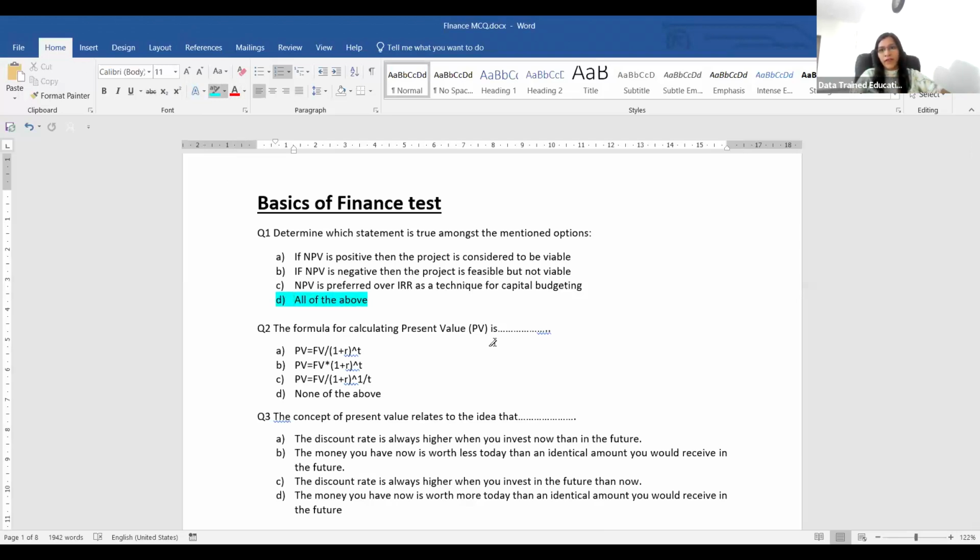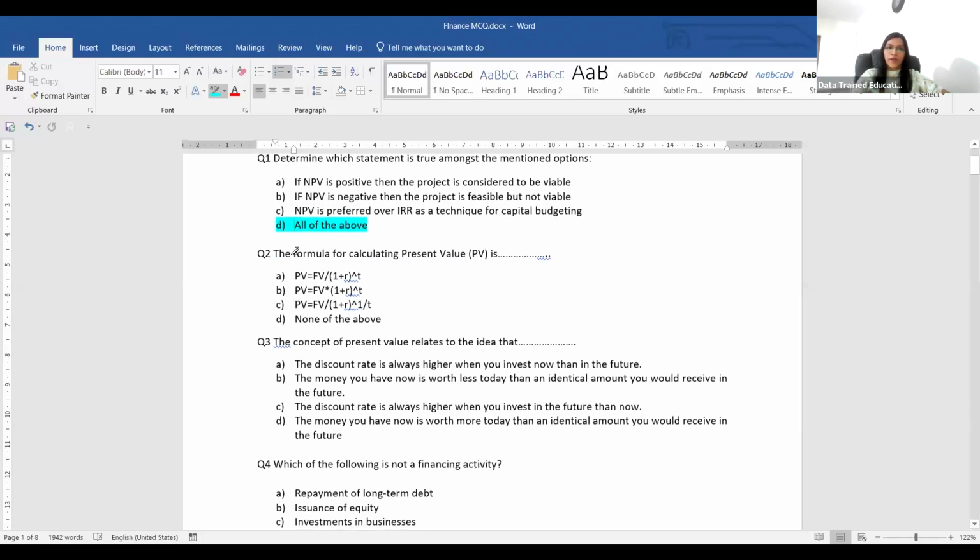Whosoever has given A, B or C, please check your answer. It is all of the above. If NPV is positive, definitely the project is considered as viable. If NPV is negative, then the project is feasible but not viable. It is preferred over IRR as a technique of capital budgeting. True. So all 3 points are correct. That is why all of the above. Next is easy. How to calculate present value.